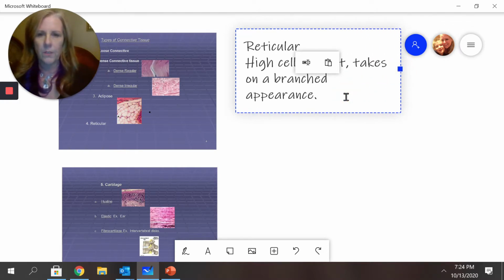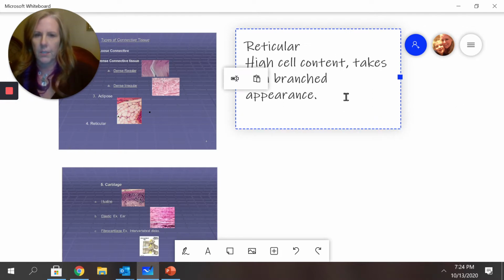So where we usually find reticular connective tissue is surrounding the organs. It acts as a support around the organs. So you can think of it as kind of like a netting around the organs. Since it has a high cell content, what we also find there are fibers. So fibers going in different directions. Also think of it like a web of fibers.